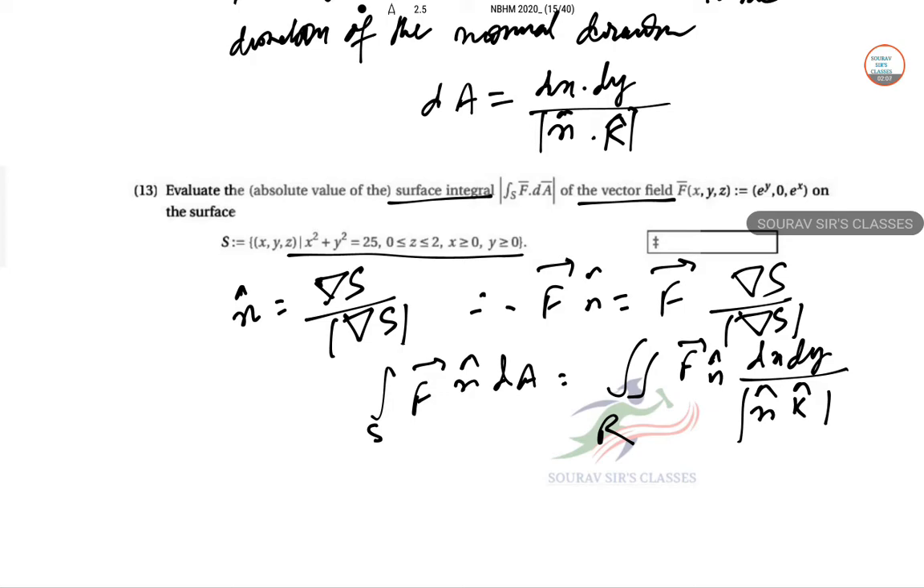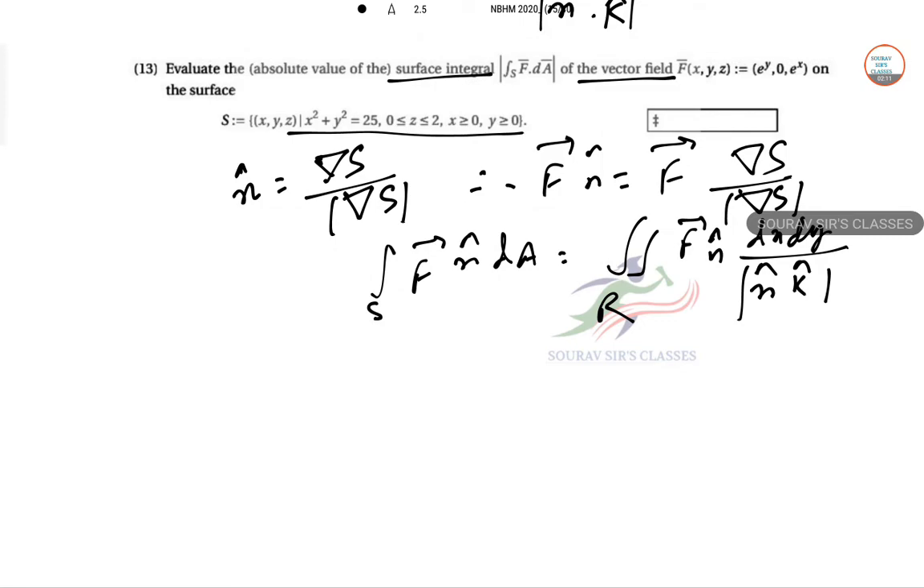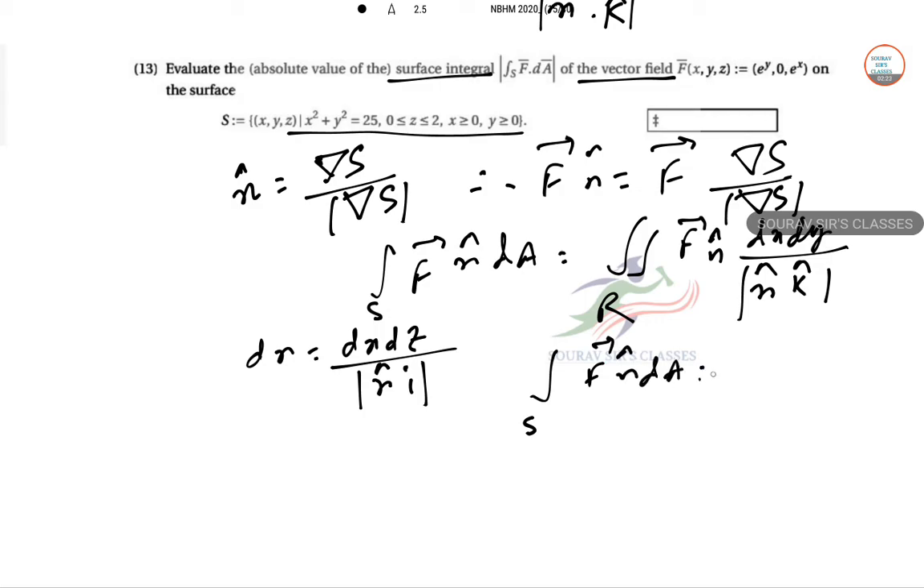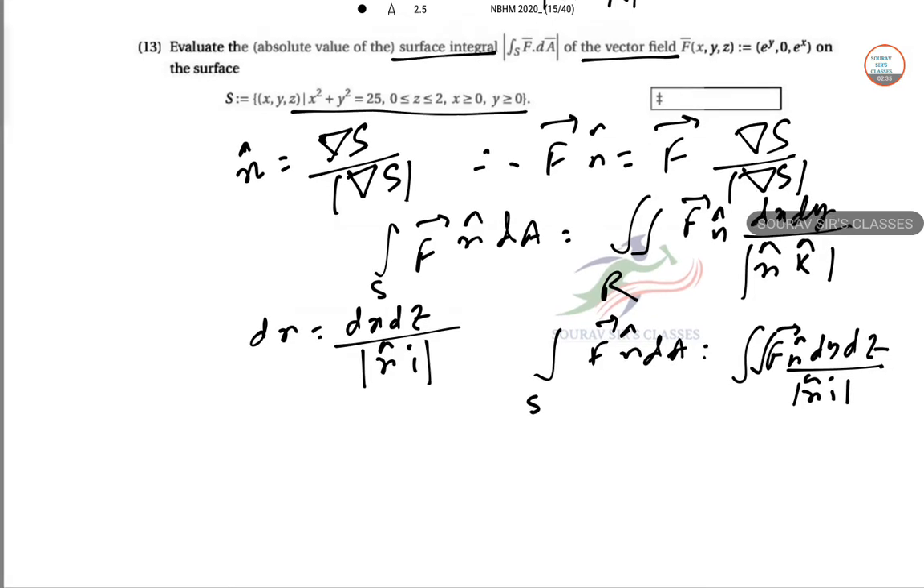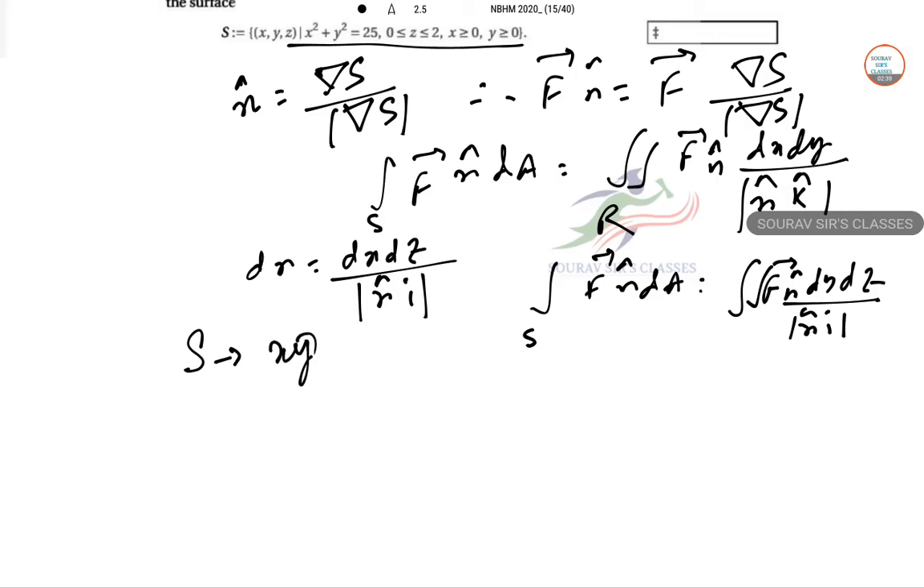Okay, so the projection of S over the yz plane is dy dz, n·i. So ∬ F·n dA is ∬ dy dz over n·i. So the projection of S over the xz plane is dx dz over n·j. So now theoretically we can utilize this thing.